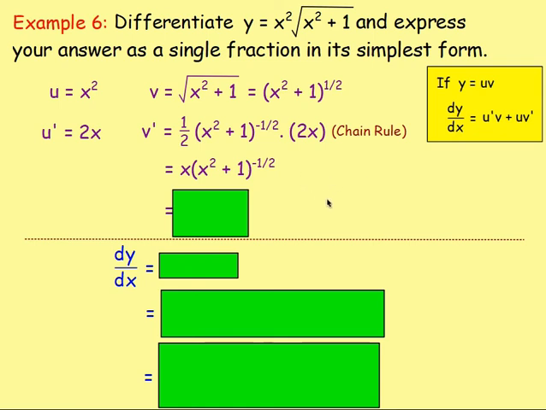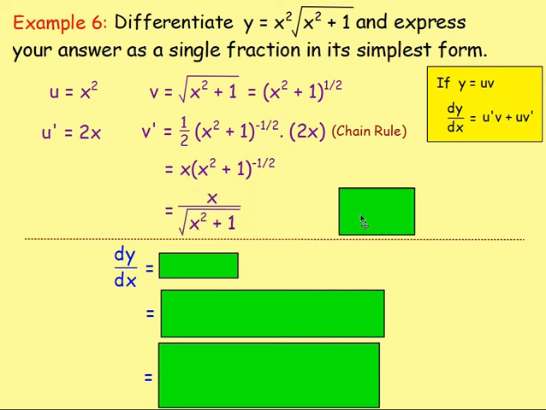From there, you could leave it as that if you want, but I'm going to rewrite that with a positive index. So it'll be x over x squared plus 1 to the power of a half, but then the power of a half just means the square root. So I'd end up with this, x over the square root of x squared plus 1.